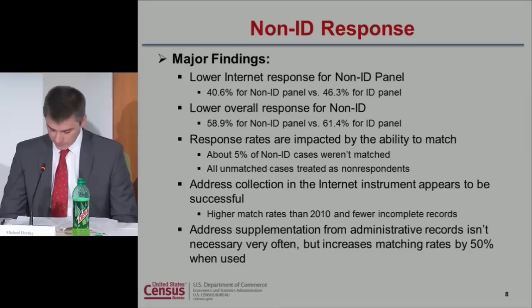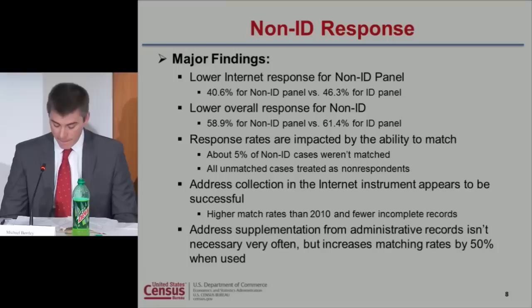One explanation for the difference is that the address provided for all non-ID responses needs to be matched to our frame. If a respondent-provided address is not matched, then effectively it's a non-response for our purposes. Results from the matching operation, though, did show that about 5% of non-ID responses were not matched, though this was a much higher match rate than we saw in 2010 for non-ID responses. In addition, the use of address supplementation from administrative records isn't needed very often, but when it is used, it increases matching rates by about 50%.